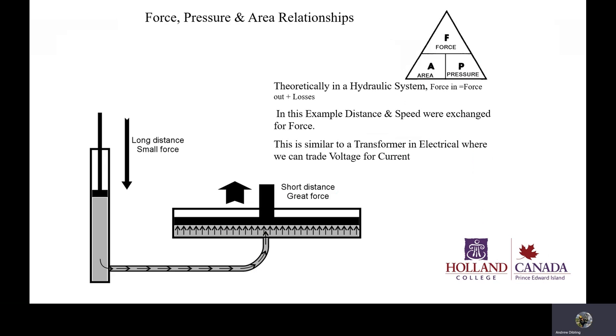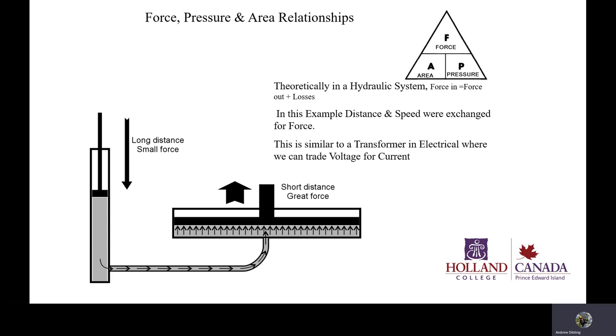Okay. So in any hydraulic system and any fluid system, there's a relationship between force, pressure, and area. Theoretically, in a hydraulic system, force in is equal to force out, plus losses. Now, those losses can be minimized if the design of the system reduces those losses from friction, from heat, from vibration, all of those waste energies that you can get out of any system, not just a hydraulic system, but some of them are uniquely parasitic to hydraulic systems.